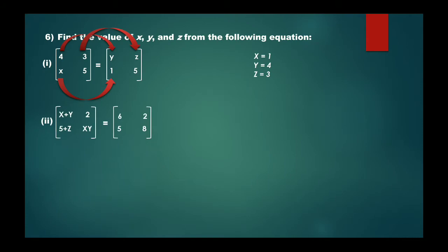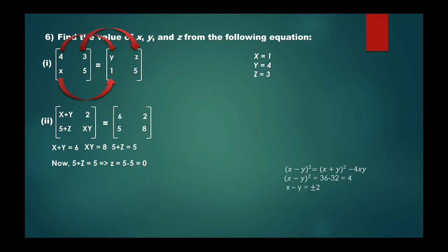We have [x plus y, 5 plus z; xy ...] which is equal to [6, 5; 8 ...]. So we're going to get this in the form of equations. x plus y is equal to 6. We write that as an equation. Next, xy is equal to 8 and 5 plus z is equal to 5. Now let's substitute. So we have 5 plus z is equal to 5, so z is equal to 5 minus 5, and 5 minus 5 is 0.